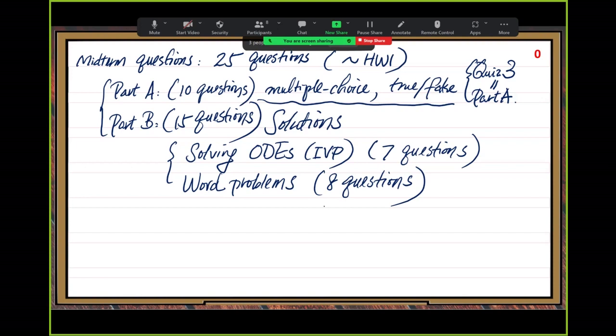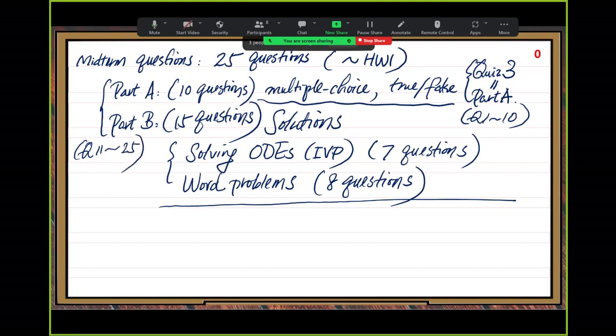Furthermore, I'll try to help you a little more. So part A, let's say question numbers Q1 through Q10. Part A. Then part B, questions from Q11 through Q25.